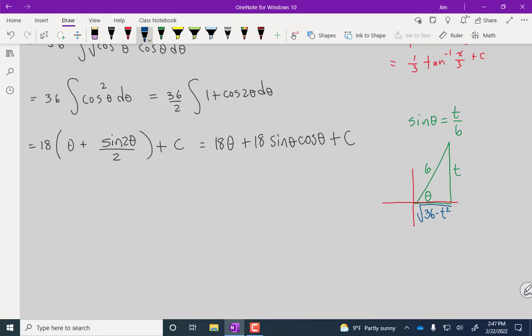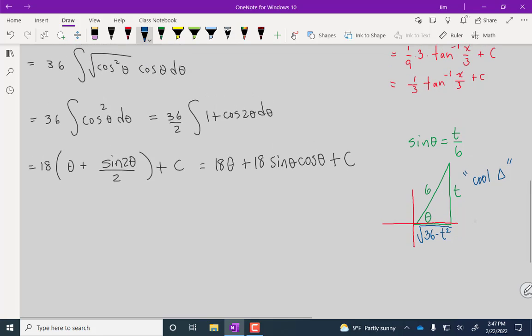So this cool triangle, we'll call it the cool triangle. We're going to use it every single time. And it's cool because it allows us to go back and forth. It gives us a visual way to go back and forth from thetas to x's, x's to thetas. So that cool triangle is like a gateway. It's the gate, or t in this case, not x in this case. So let's come over here. We're trying to get back to t.